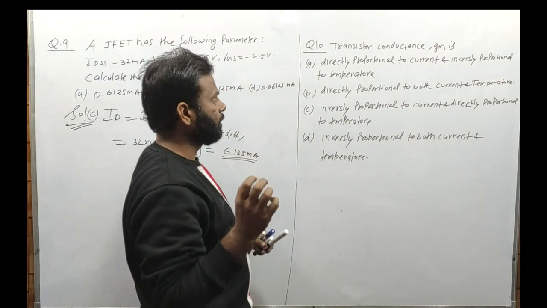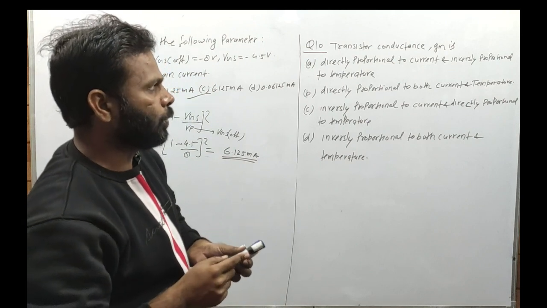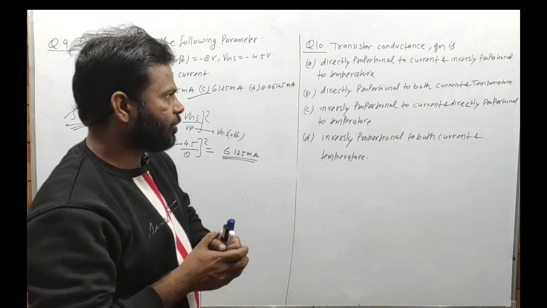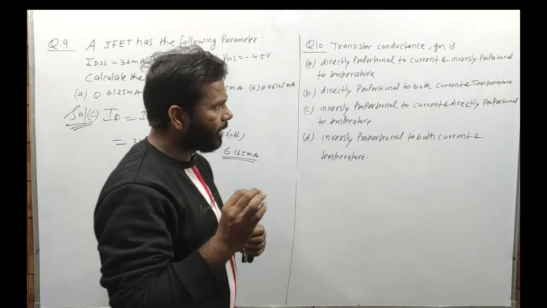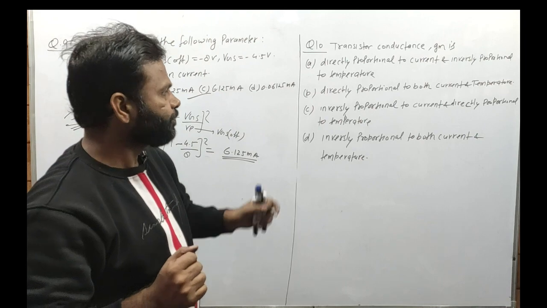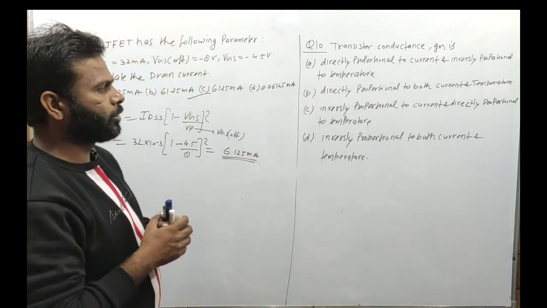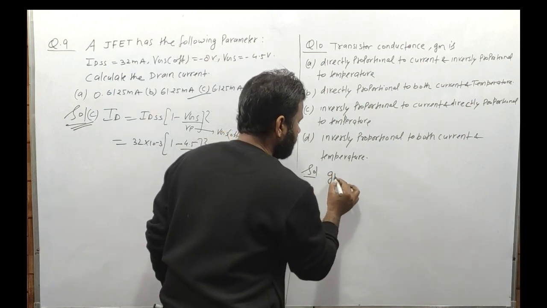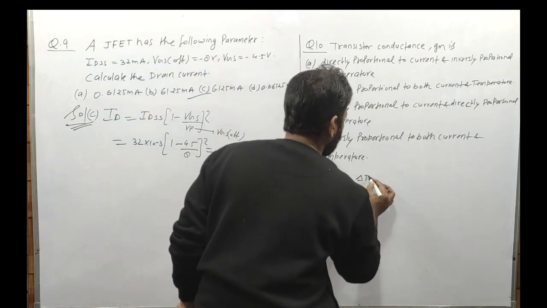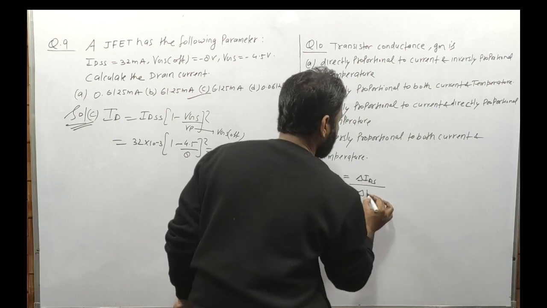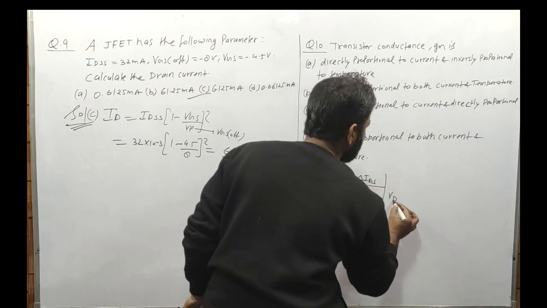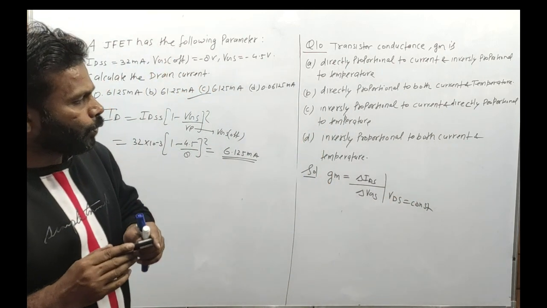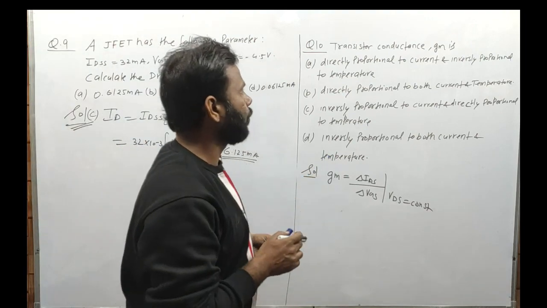Okay, the next question is: the transistor conductance gm. The transistor conductance gm is directly proportional to current and inversely proportional to temperature. Options: directly proportional to both current and temperature; inversely proportional to current and directly proportional to temperature; the last option is inversely proportional to both current and temperature. So let's see, the conductance gm is defined as the ratio of change in drain to source current to change in VGS when the VDS is constant. VDS is constant. So from that gm is directly proportional to what?